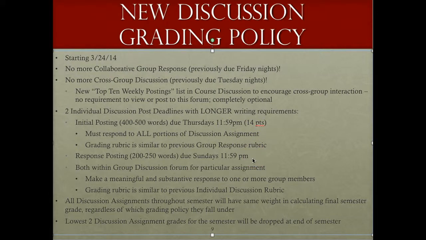Similar to the old grading system, you must post at least one response to one or more group members of 200 to 250 words. And these will now be due Sunday nights by 11:59 p.m. Remember, to earn credit for the individual response, your response must be meaningful and substantive, i.e., saying, "I really liked how you said blah blah blah," and quoting the original poster for 200 words won't cut it. Your response must be thoughtful and add something new to the discussion. The grading rubric for this portion is similar to the previous individual discussion rubric.